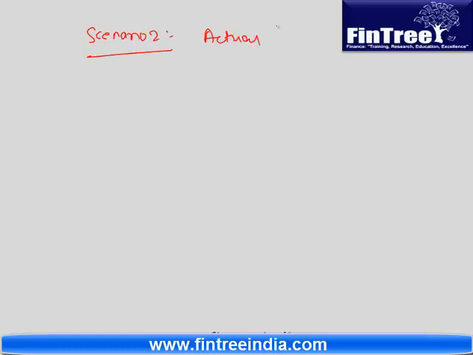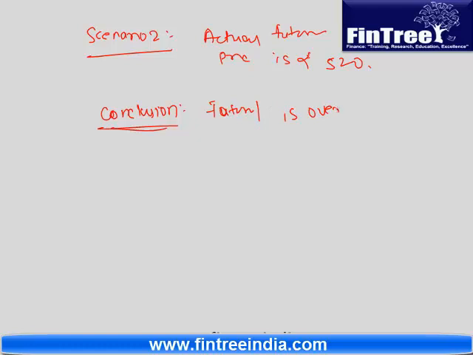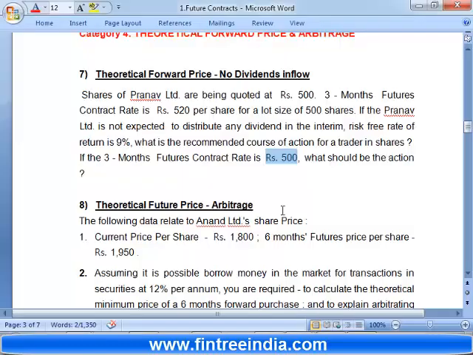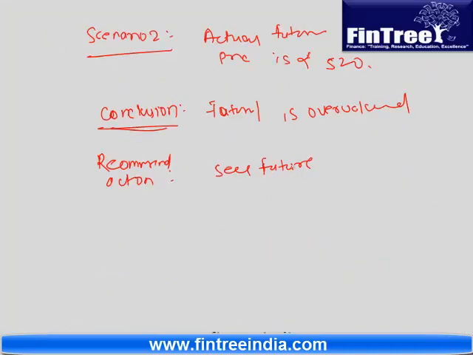Actual future price is rupees 520. Then sub point here, conclusion. Now we will say forward or future is overvalued. Now recommended action. Now we will do the other way around. So we will say sell future and buy spot.